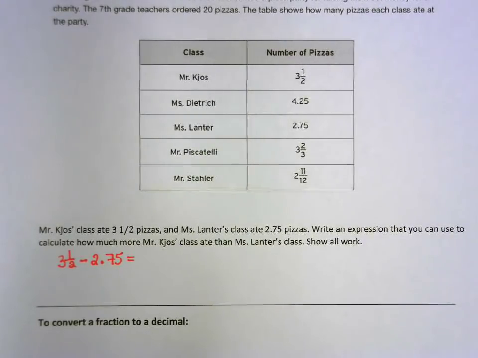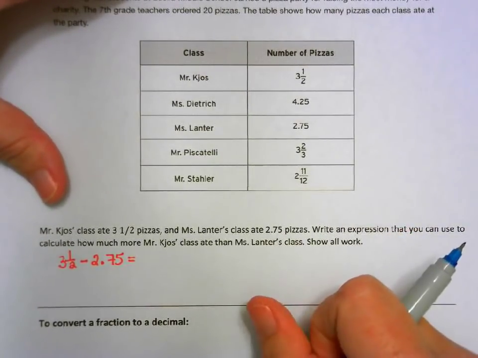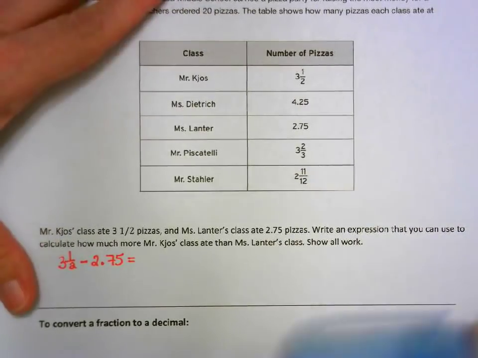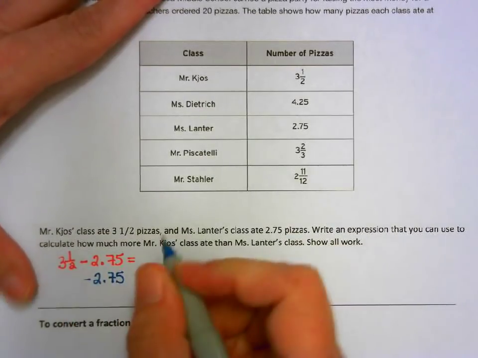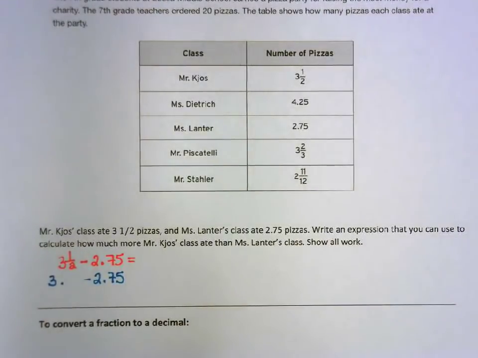Luckily for me, we know how to convert back and forth between fractions and decimals. I have a choice here. I can either use fractions or decimals as long as I use the same within the same problem. I'm going to go for decimals because I much prefer to subtract with decimals than I do with fractions. So I'm going to write my problem. I know that the 2.75 is not going to change. I know that the 3 is not going to change. I just have to change that 1/2.